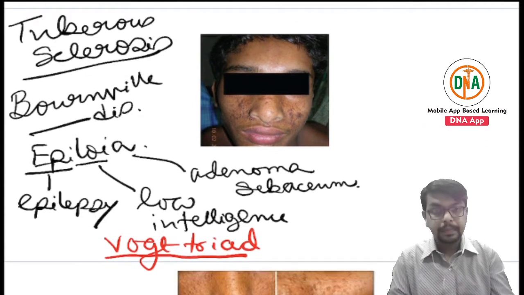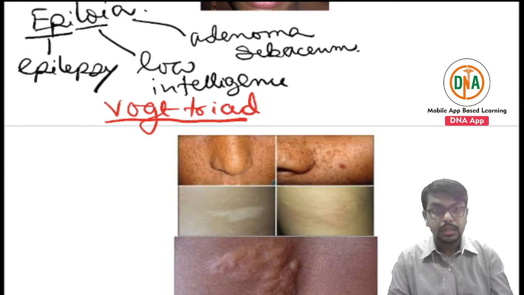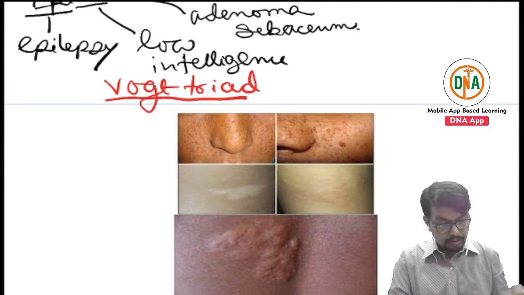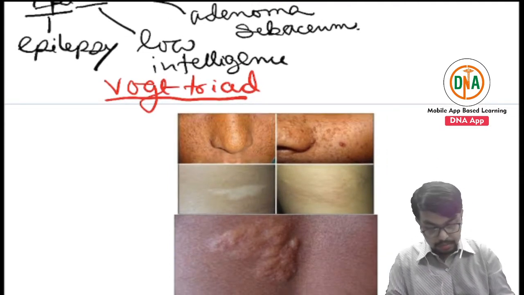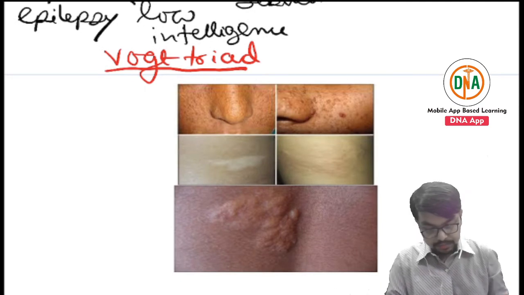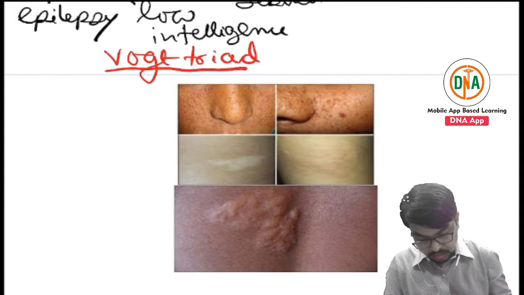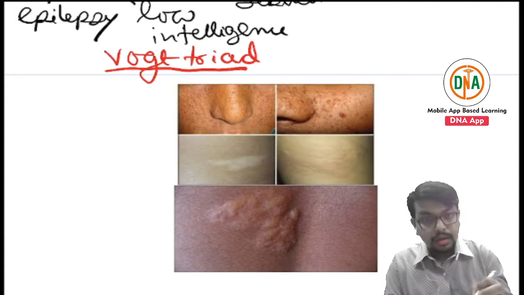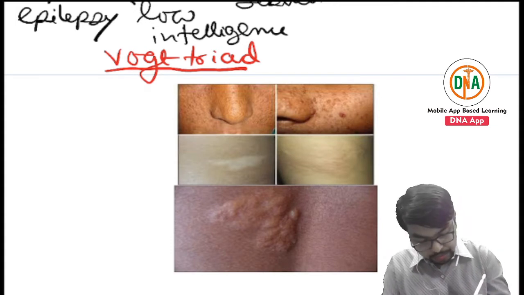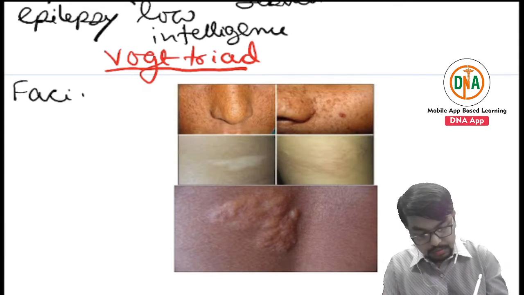What are the other features? See here. First and important one is facial angiofibroma. Adenoma sebaceum is basically a misnomer.